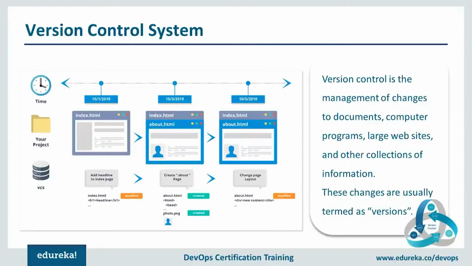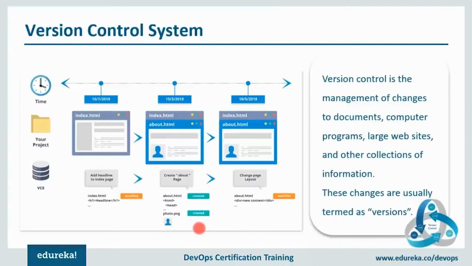Now, let's see an example. Let's say that I've been developing my own website. In the beginning, I have a web page as index.html. After some time, I add another web page, about.html. In this about.html, let's say I've added some pictures and some text, right? What the version control system stores is that it detects that something has been modified. For example, in the about.html, it shows that a photo has been added. Let's say that after a few days, I've changed the entire page layout of about.html.